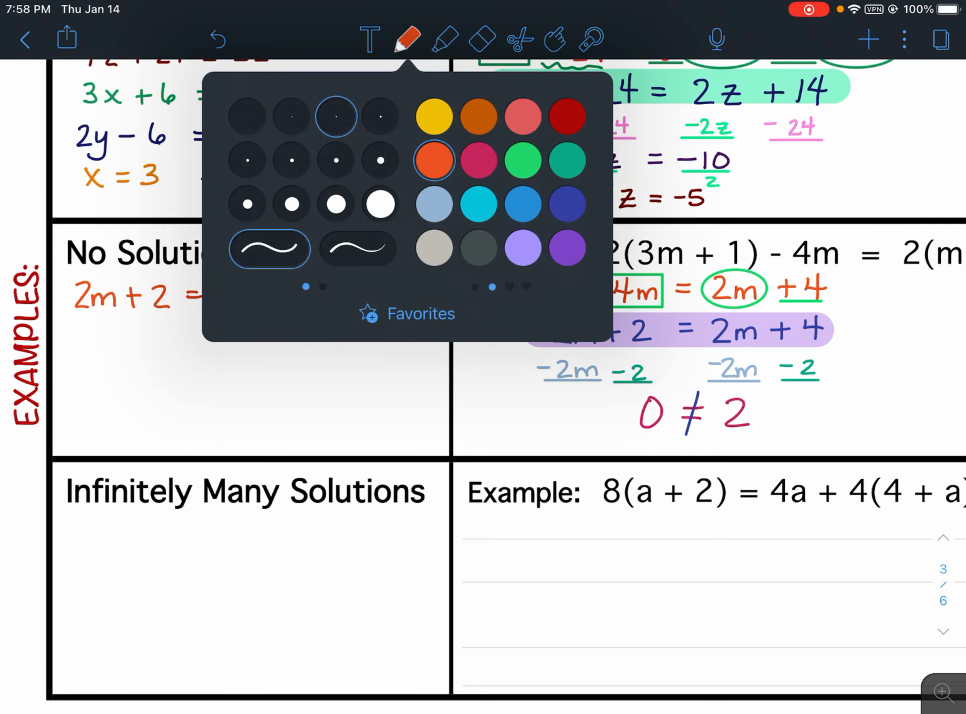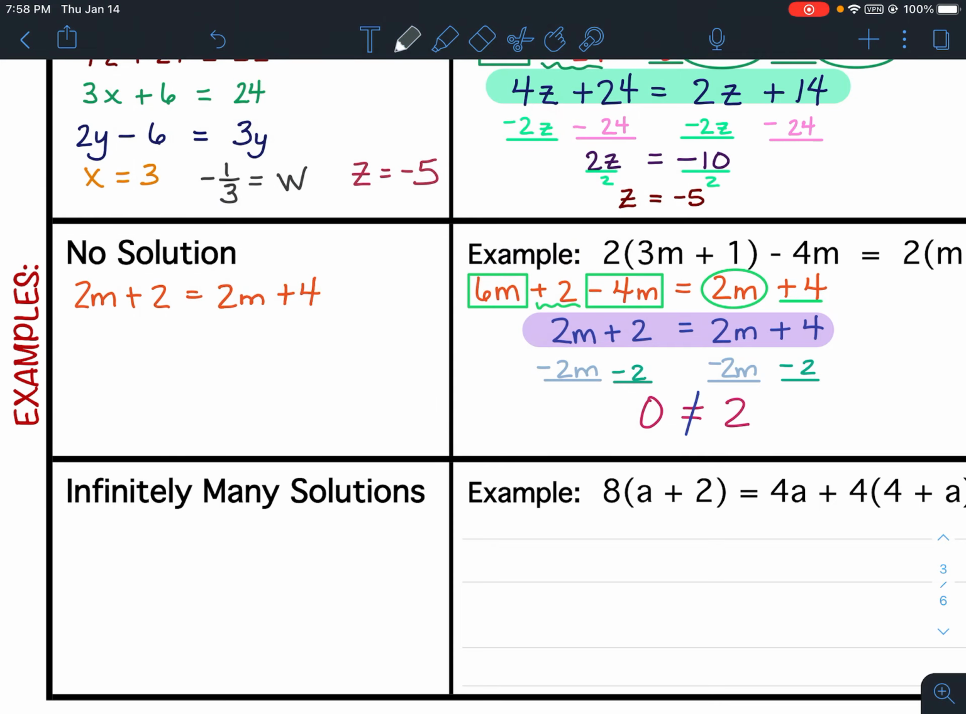One that often confuses students is one that would look like this. y plus 6 equals y minus 6. They want to think that both the variable terms and the constant terms are the same, but that's a positive 6 and a negative 6, so the constant terms are different.